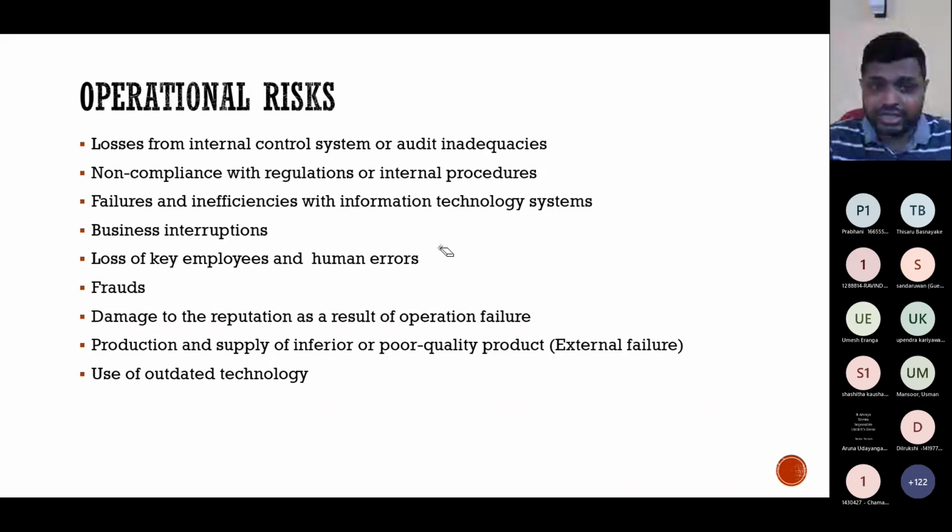There will be problems, yes, definitely. Frauds. This is the concept. It's regularly happening in the operation environment. You have to see whether there are any opportunities for frauds to happen.